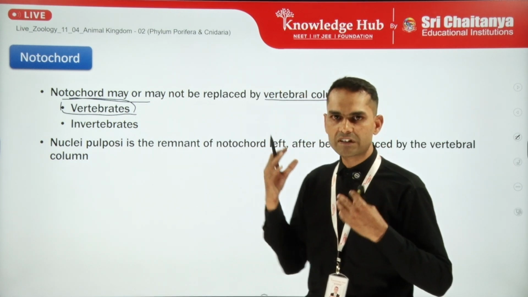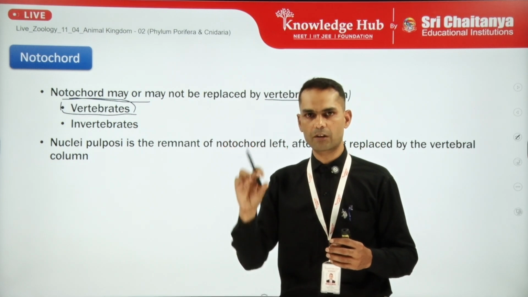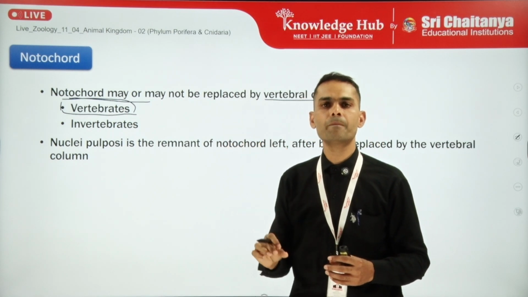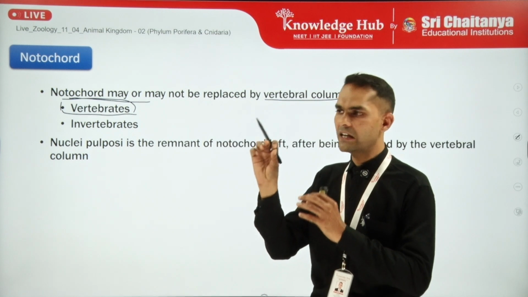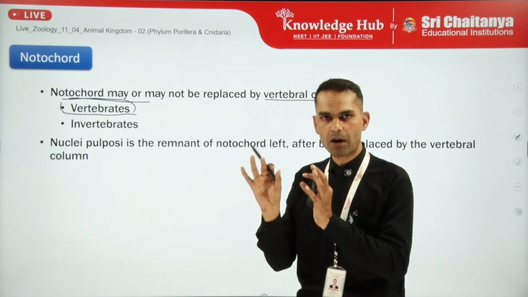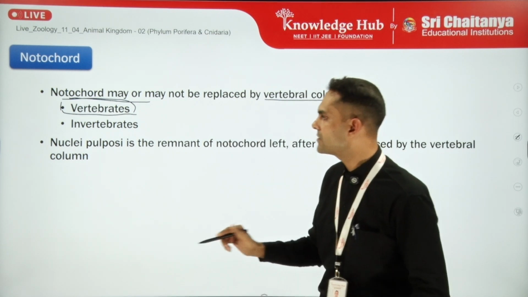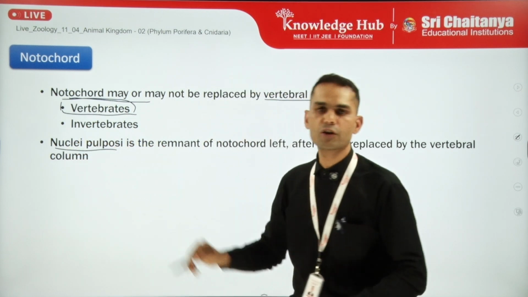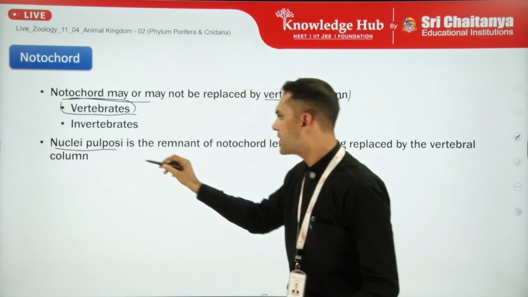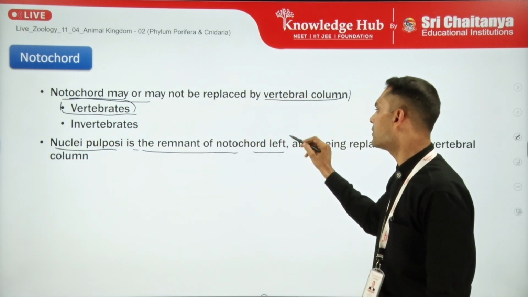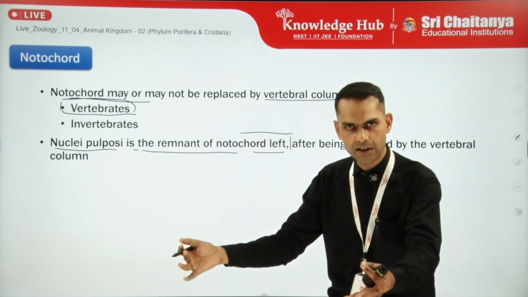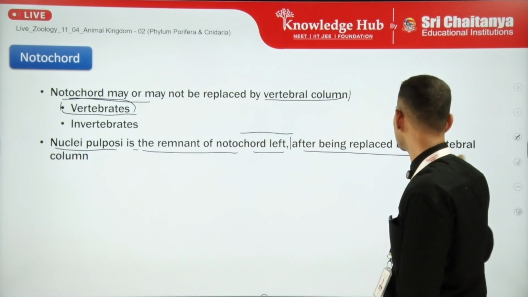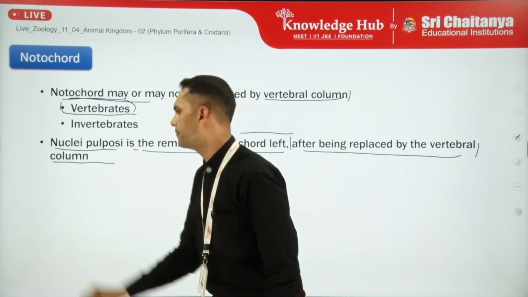And if we see the vertebral column, which is composed of vertebrae, each vertebra has an intervertebral disc, and the central part of that intervertebral disc has the nucleus pulposus, which is nothing but the remnant of the notochord which was formed during embryonic development, after being replaced by the vertebral column.